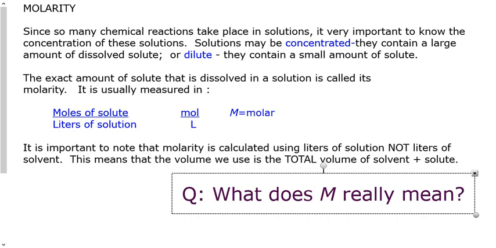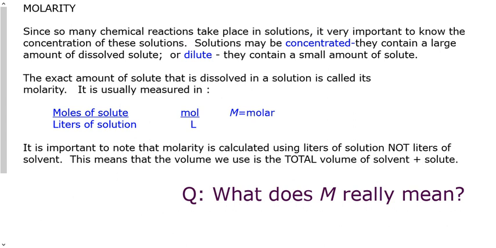Now, since so many chemical reactions take place in solutions, it's really important for us to know the concentration of those solutions. We're going to have to know how much dissolved solute we have in a given amount of solvent. So the way that we do that in chemistry is by using a concept called molarity. We take a look at how many moles of solute are dissolved per liter of solution.